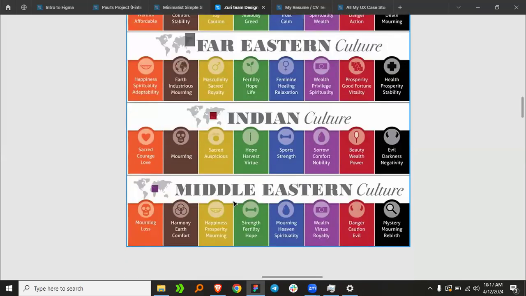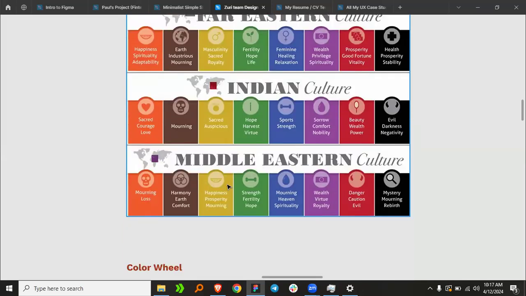Then for Middle Eastern culture, yellow is associated with happiness, prosperity, then money. Then for blue, money again. You see, two colors can depict the same thing, even for the same culture. Blue is also associated with heaven, then spirituality. And then red is associated with danger, caution, and evil.